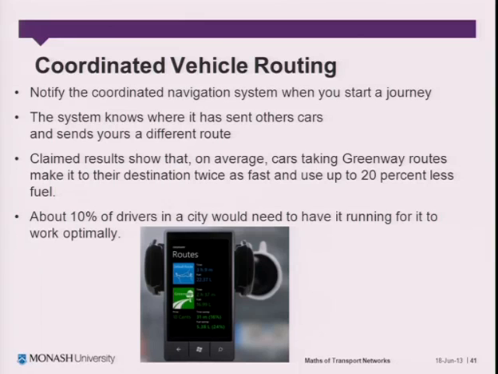And the claim is that you only need about 10% of the drivers to be running this for it to be really effective in spreading out the traffic. So this is the Greenway system sitting in a car with the visor, and it will advise you of two possible routes: the shortest path route, the naive one, where you get stuck in the jam, and a special Greenway route. You pay a few cents and you can choose the Greenway route, and that saves you more than the cost of choosing the route.